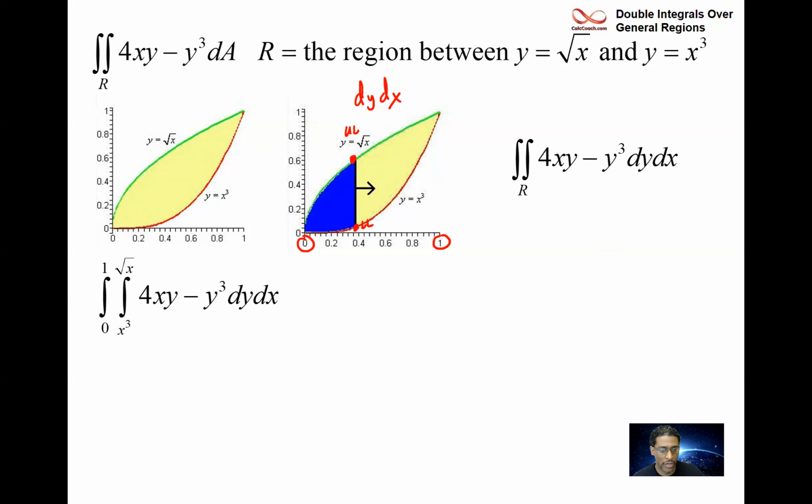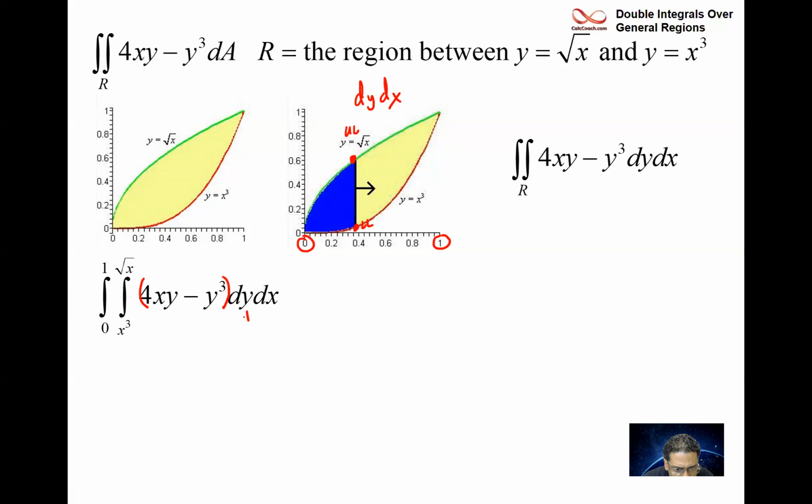X cubed on the lower limit inside, root x on the upper limit inside. We're going to move from 0 to 1. So 0 and 1 are the lower and upper limits on the outside. The function goes on the inside. Technically, I feel like I should put some parentheses here.